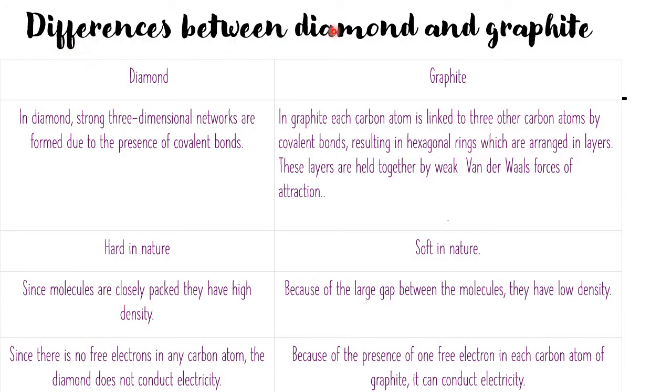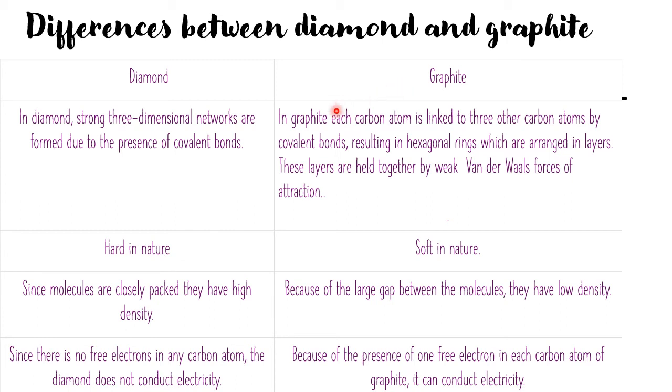Differences between diamond and graphite. Diamond, children, you know very well, in diamond, strong three-dimensional networks are formed due to the presence of covalent bonds. And because of this strong covalent bond, diamond is one of the hardest known substances. That means diamond is hard in nature.